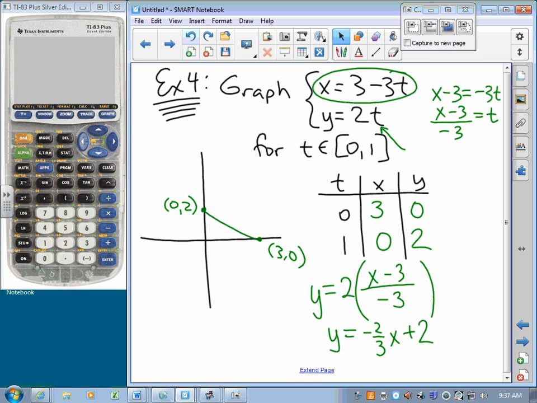And furthermore, the line segment has a direction to it. It's almost like a vector in that regard. It is a directed line segment where t equals 0 is at (3, 0), and t equals 1 is at (0, 2). The line segment starts at (3, 0), it ends at (0, 2). It's got an initial point and a terminal point. How am I doing so far? Not too bad? Awesome.